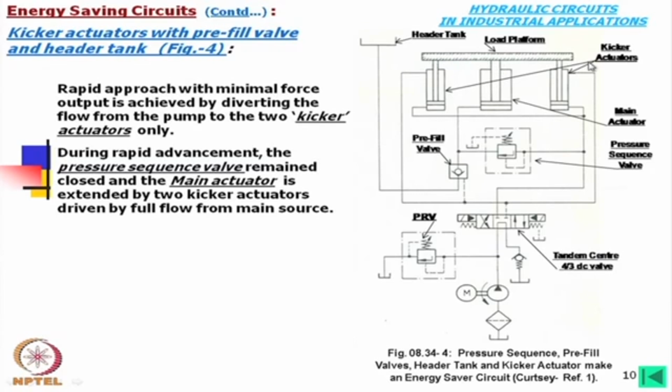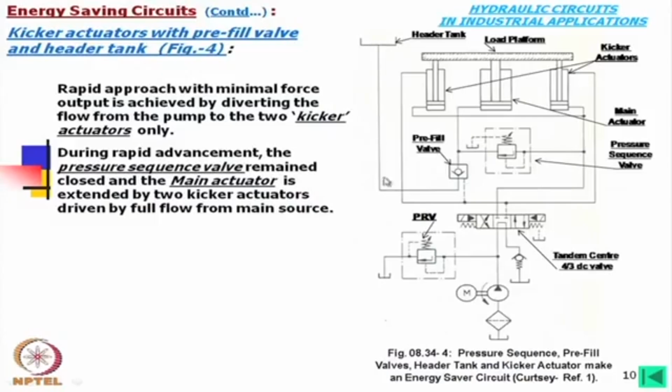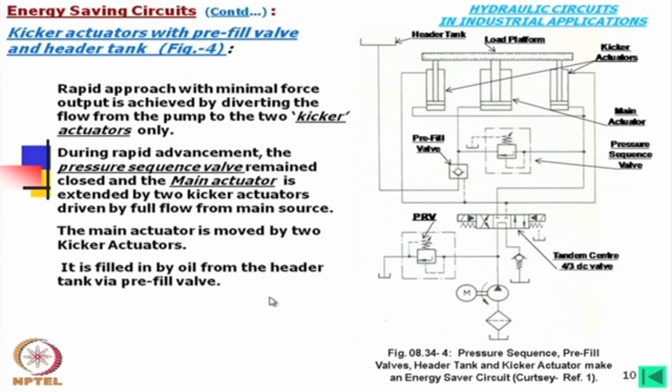Now, as this is moving upward, all three are coupled to this load platform. So, we need to have some oil here also, that means no air should be there, oil should come over there. For that, this header tank is there and from this header tank oil is coming into this cylinder, which is simply being filled. The main actuator is moved by the two kicker actuators in these situations. It is filled with oil from the header tank via the pre-fill valve.